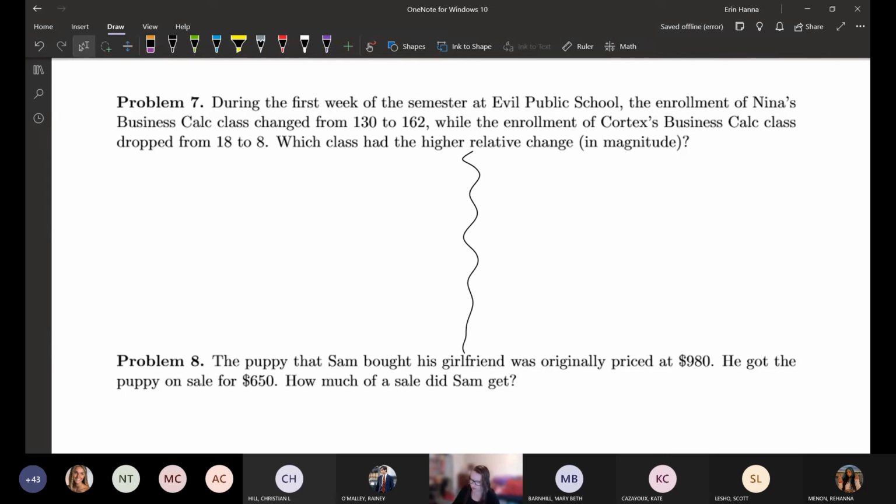If we're looking at Nina's first, it started at 130 and went up to 162. So it's always end minus beginning. So we have 162 minus 130 divided by the starting value. So end minus beginning over beginning. That's going to result in 0.246 or 24.6%.